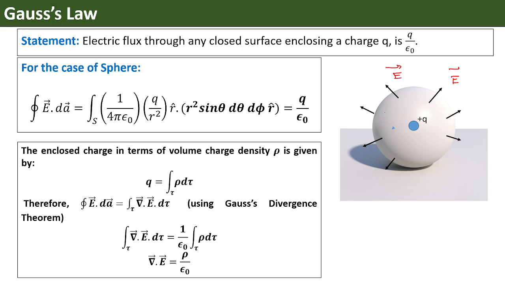In that case, the overall flux is given by phi e, which is equal to q upon epsilon naught. That means the charge enclosed by the closed surface, upon the permittivity of free space. Now how can we prove that actually? Because we have learned that phi e is equal to the integration of E dA. So how come this integration is going to give you q upon epsilon naught? Let us try to see it.